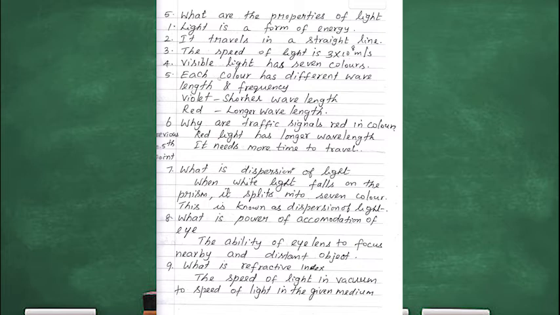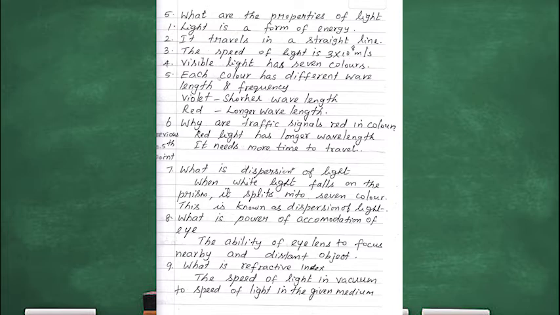Visible light has 7 colors. Each color has different wavelength and frequency. Violet shorter wavelength, then red longer wavelength. For writing this very simple 5 points, you will get 5 marks. This also is a book back question. Okay, next one. From this you can write the answer for the next 2 mark question.